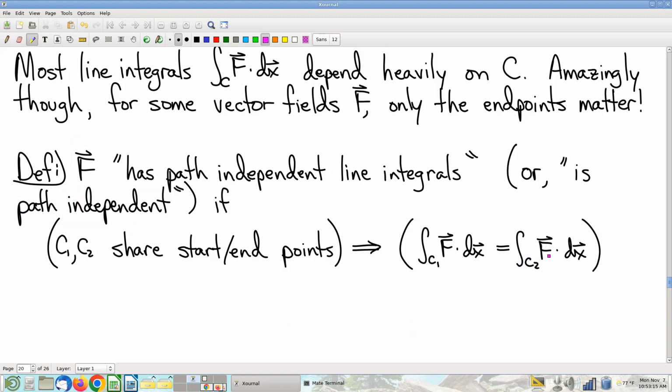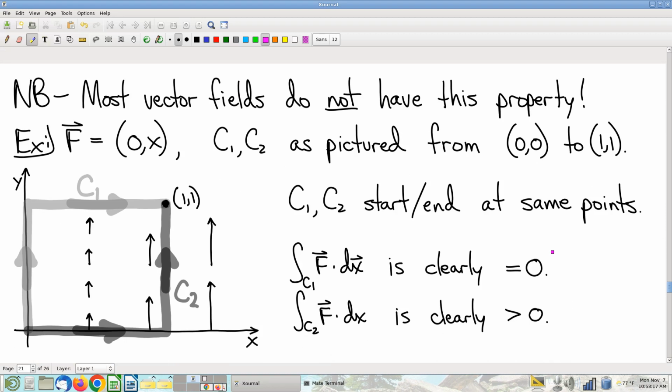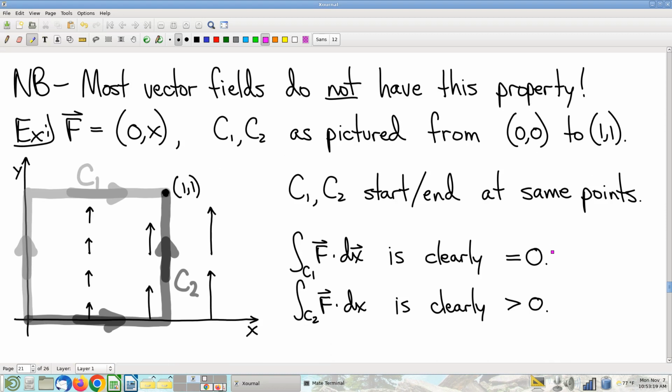Okay, so first I want to try to persuade you how rare this is by taking an obvious example of what you would expect. Namely, here's a couple of curves that have the same starting point and ending point. They both go from the origin to (1, 1). Let's think through what the values of these integrals are, and shocker, we're going to get different answers. Of course we're going to get different answers. They're different curves. Why would we expect them to be the same?